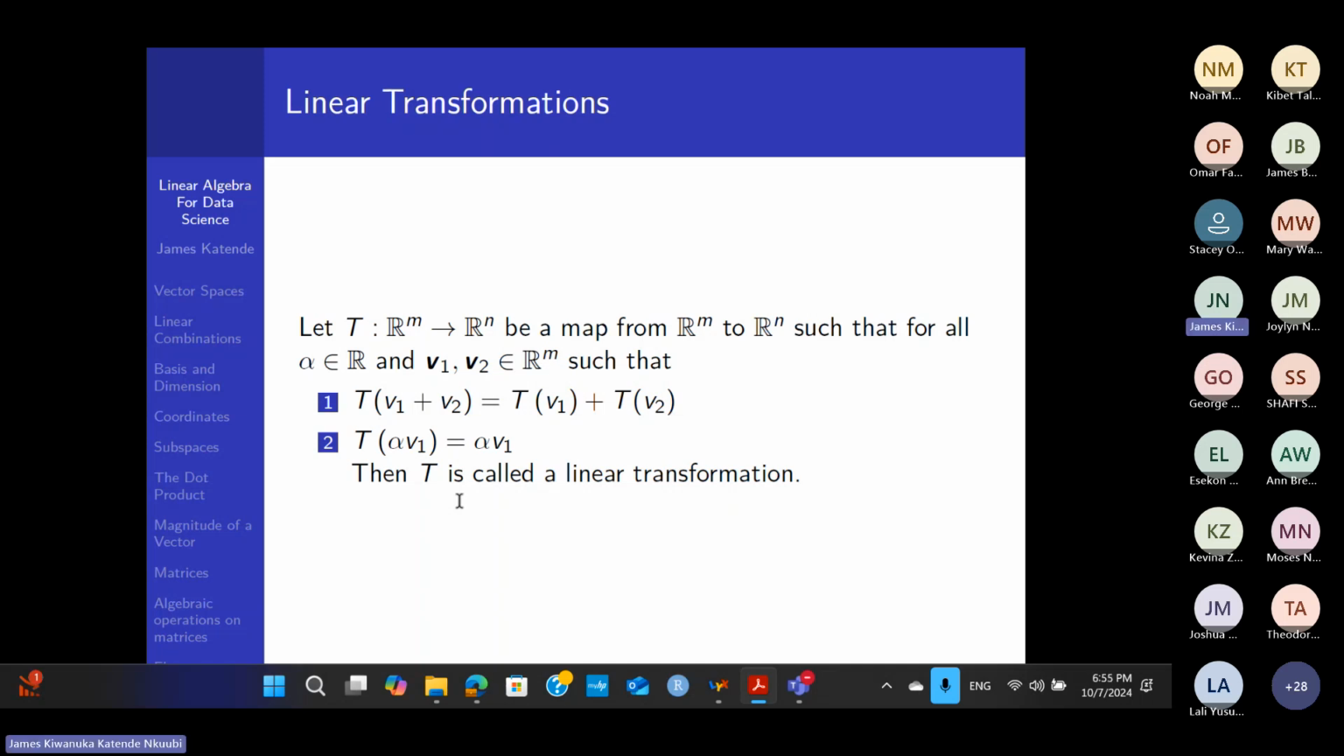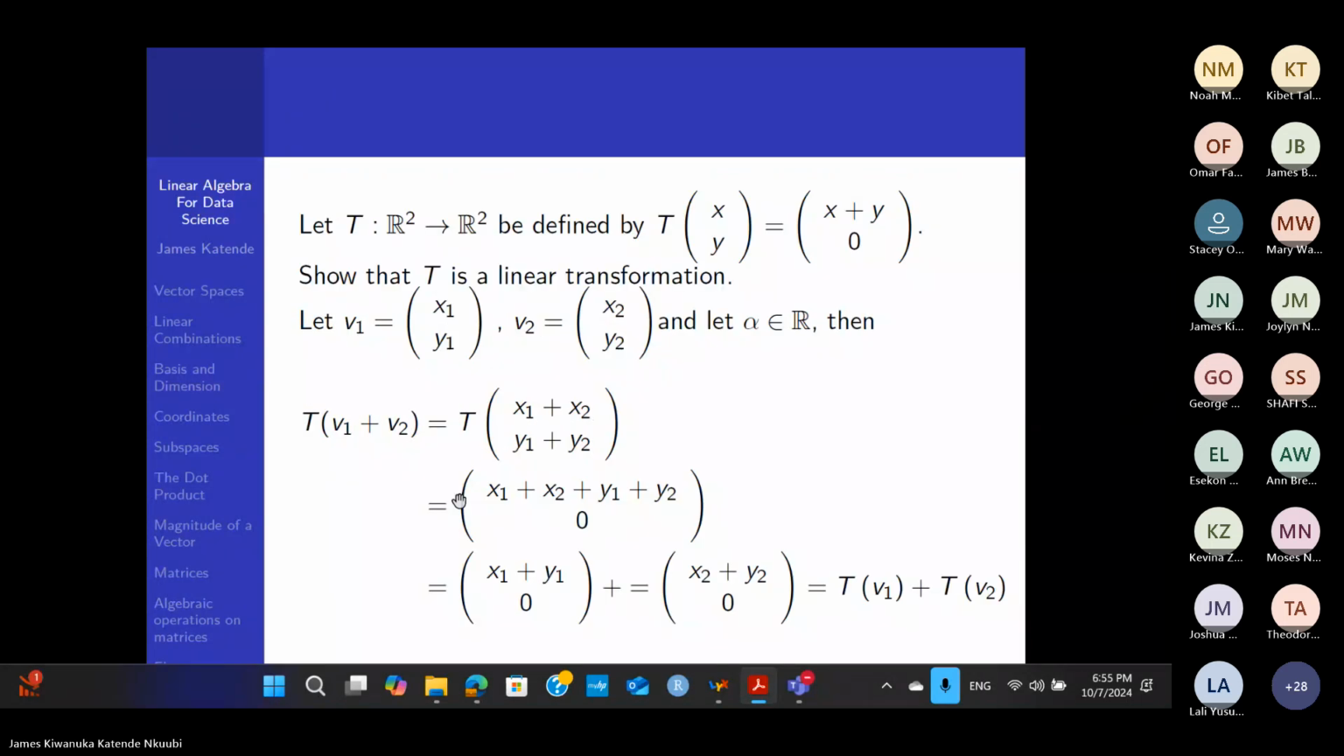So let's look at some examples. Here is an example of a map. We take a map that takes a vector in R2 and sends it to another vector in R2. This is how it's defined. It picks a vector (x, y) and sends it to another vector where the first component is the sum of the two and the second component is a 0.